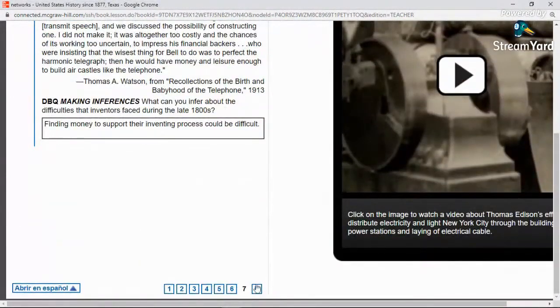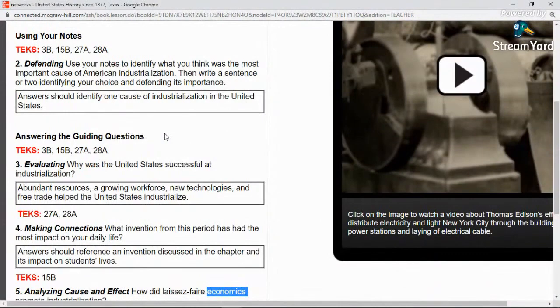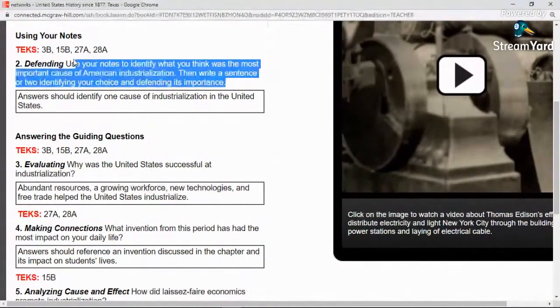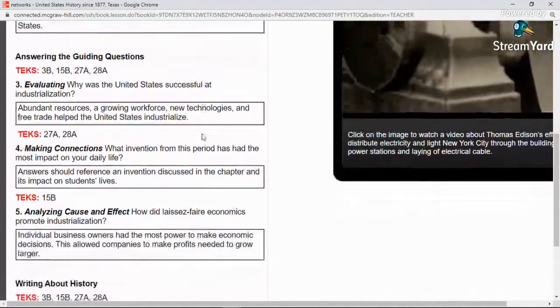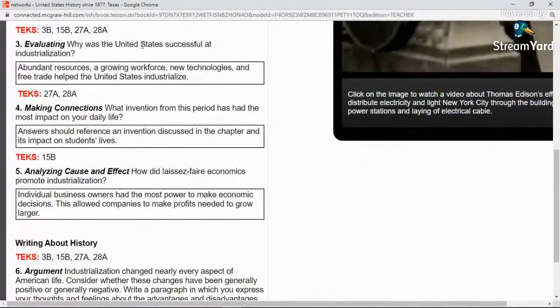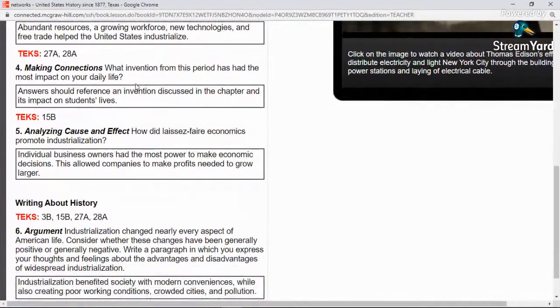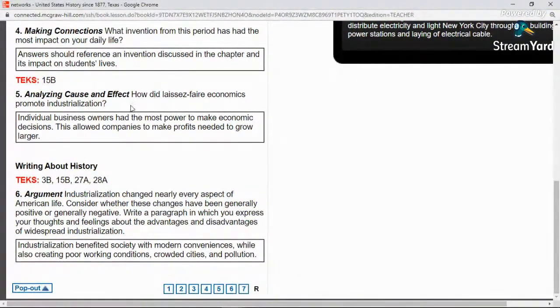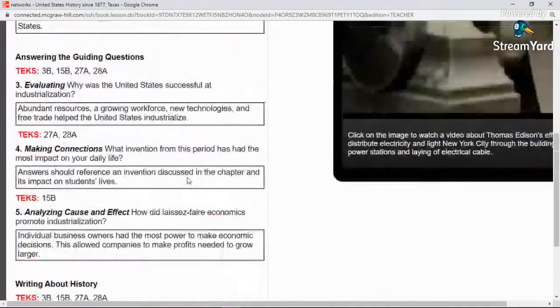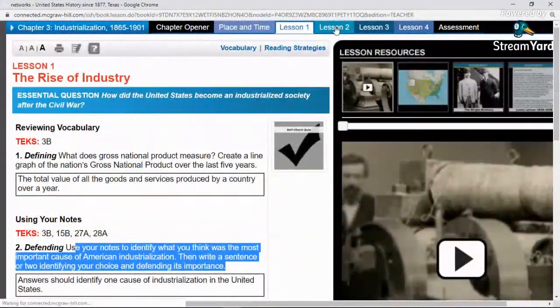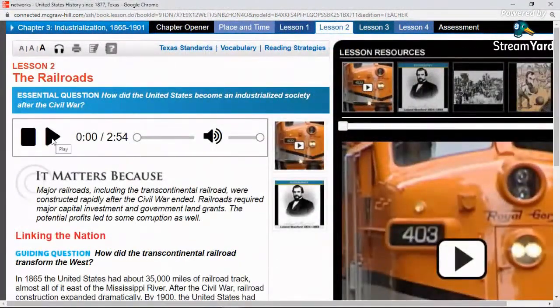Lesson one. There's some review questions, which are always important. What is the most important cause of the American industrialization? Why was America successful in it? What inventions had the most impact? How did laissez faire economics promote industrialization? Let's move ahead to lesson two. Again, you can listen to lesson two if you don't want to hear my voice.